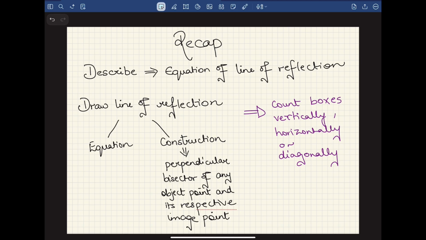Take a second to think about how reflection shows up in the real world. Mirrors, water, even the way we see ourselves, right? In the next video, we're going to take things one step further and explore rotation.